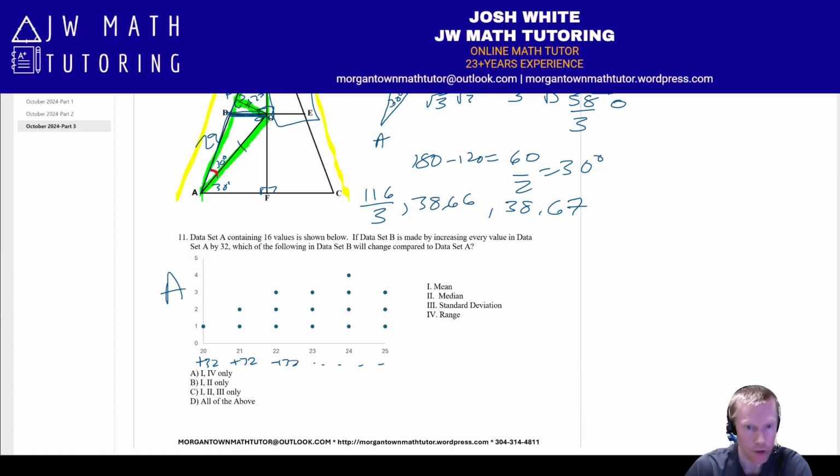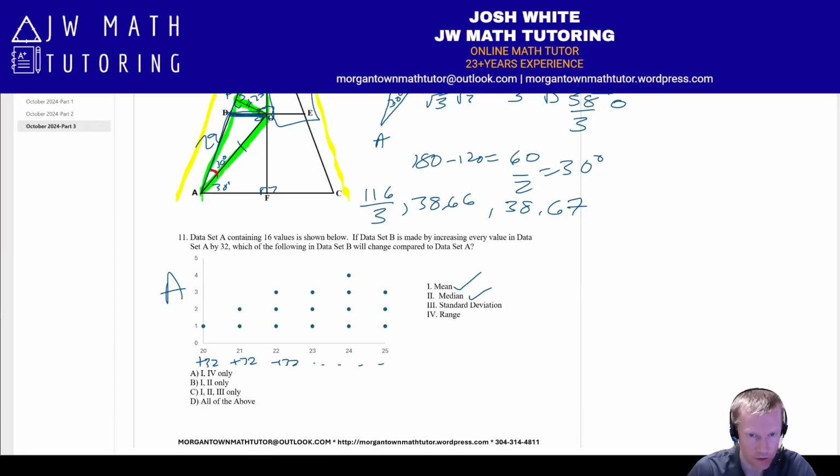So the mean or the average is obviously going to increase. Here the mean is some number between 20 and 25, but now it's going to be some number between 52 and 57. So the mean is obviously going to increase. The median is also going to increase. Again, the median is something between 20 and 25, and now it's going to be between 52 and 57. So those two for sure.